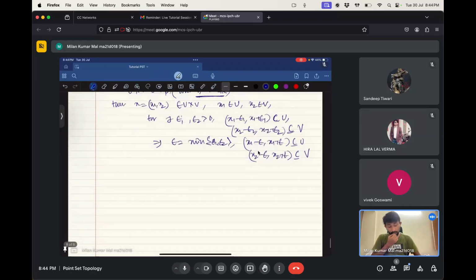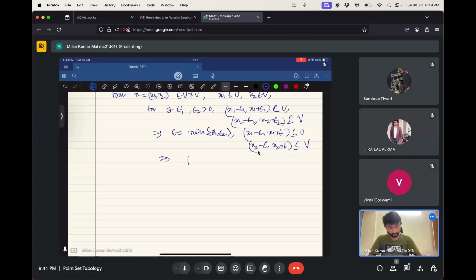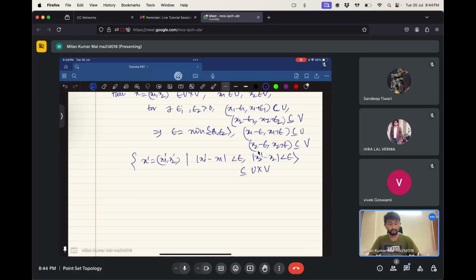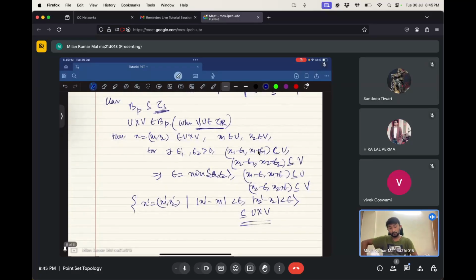Okay, now I want to show that there exists... that means if I take x dash equals x1 dash, x2 dash, such that mod of x1 dash minus x1 is less than epsilon, mod of x2 dash minus x2 is less than epsilon, this set is sitting inside U cross V. Is it clear? What I have done, I want to prove this one.